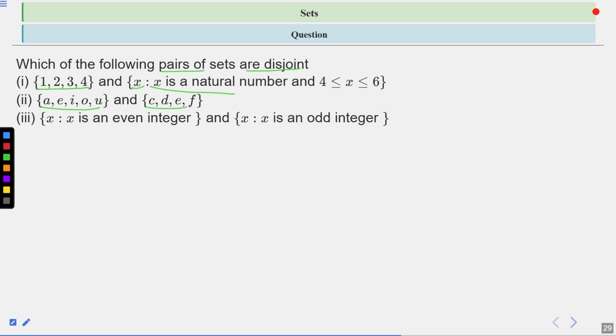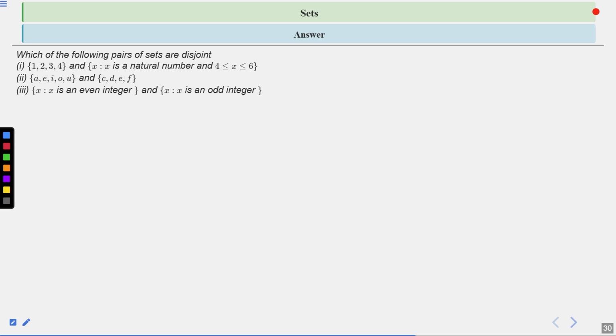In third, two sets are described in set builder form. First one is the collection of all x, x is an even integer, and the second one is the collection of all x, x is an odd integer. You'll have some seconds. Please do try, and then afterwards we will move on to the solution slide. So your time starts now. The time is up. So just find out the pairs that are disjoint.